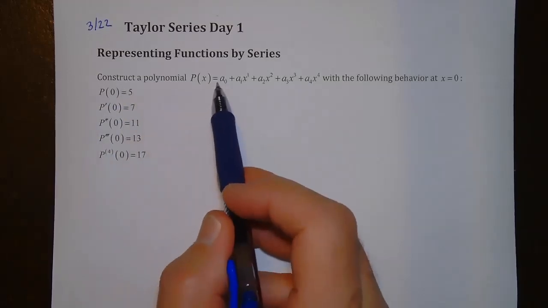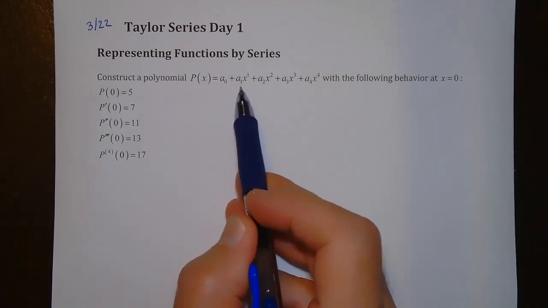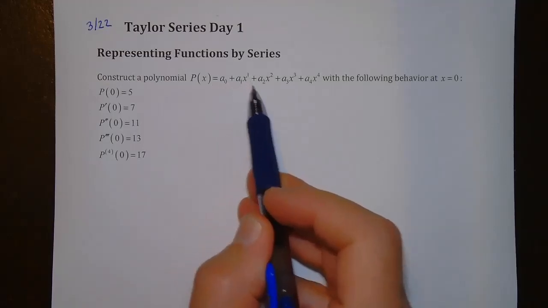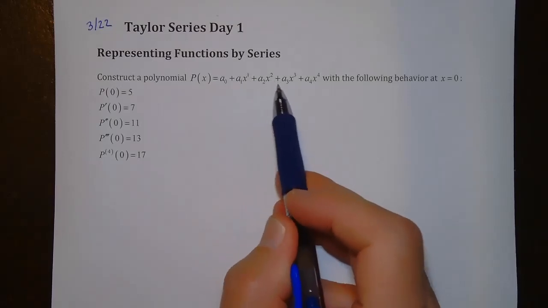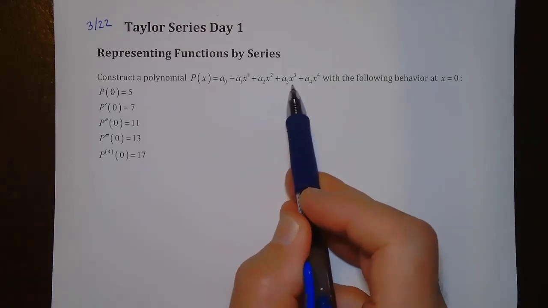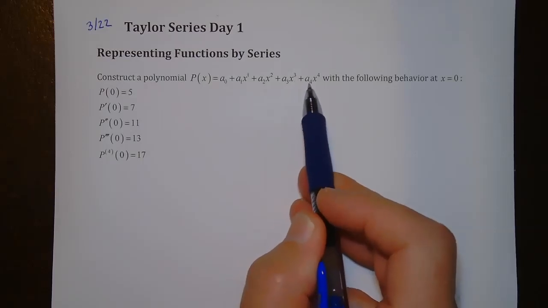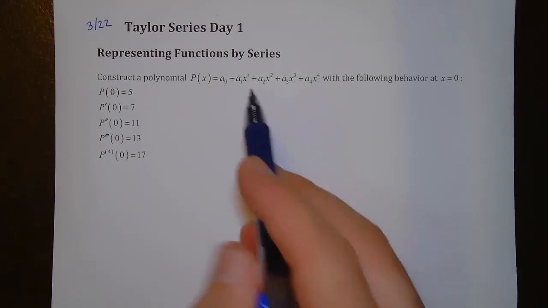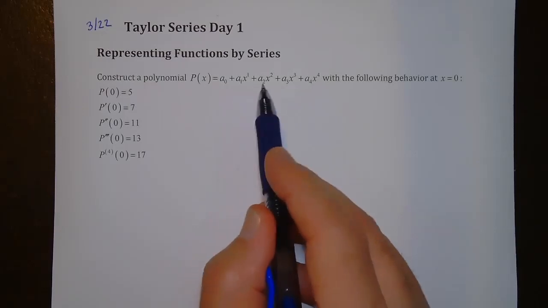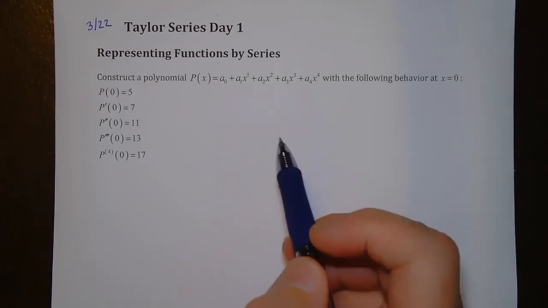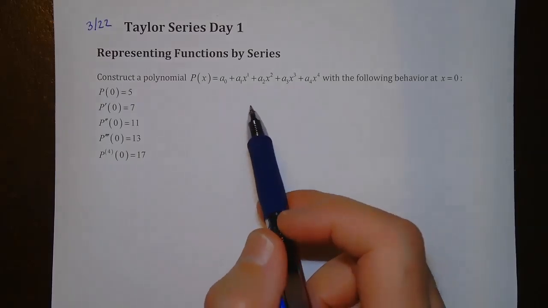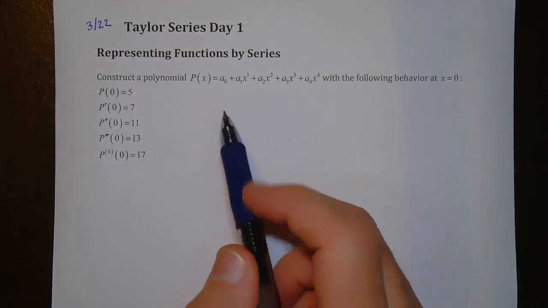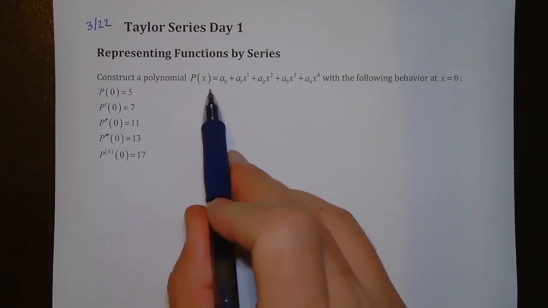P of x is equal to a sub 0 plus a sub 1 times x to the first power. We wouldn't really write the 1 there normally, plus a sub 2 x squared plus a sub 3 x cubed plus a sub 4 x to the fourth. Okay, all these a sub 0, a sub 1, a sub 2, a sub 3, a sub 4, they're all going to be coefficients for this polynomial that we're going to construct. Okay, so we already know p of x is this.